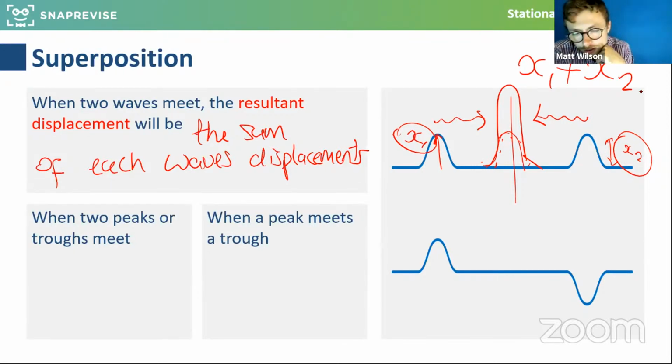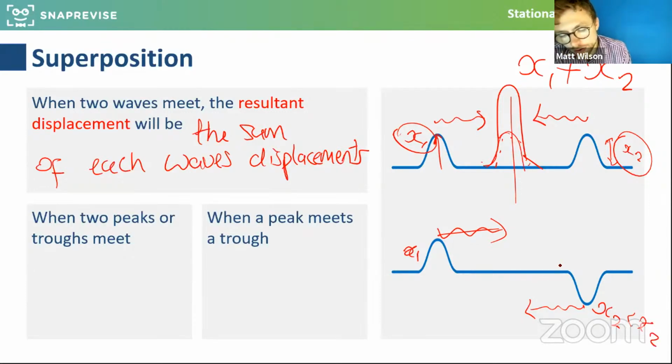Okay, so let's take a look at another. Let's say now I have a wave going along like this, displacement x1. And let's say I have a wave going along in the opposite direction. And let's say it has a displacement x2. And let's say it's a bit smaller than x1.